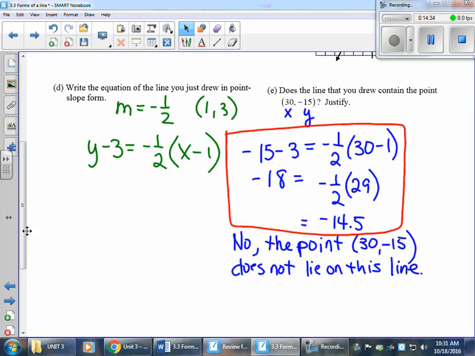So that's pretty much it. We've looked at 2 different types of forms for a linear equation, and depending on what they're asking you and what the context of the problem is, you would be able to choose either one of those, because I think either one of them is equally easy to work with, and it's easy to manipulate one into the other quickly. So we are done with lesson 3.3, forms of a line.